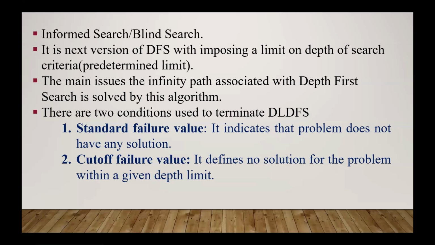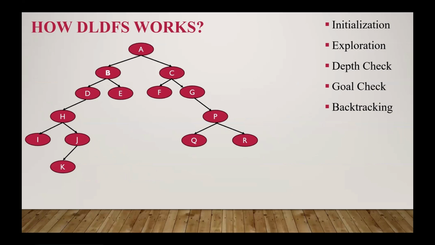So cutoff failure means the solution is there, but, for example, the depth limit is 2, and the node is present at depth 5. So at that time, what happened? Failure occurs due to the cutoff, but the solution is there for this problem. So this is called the cutoff failure value.